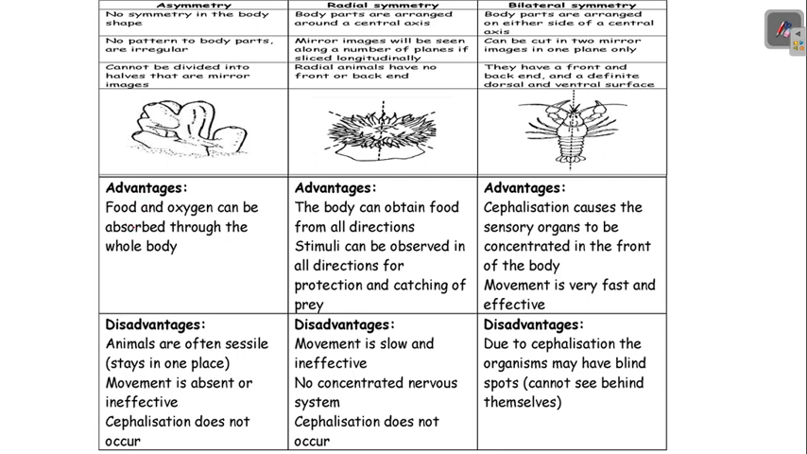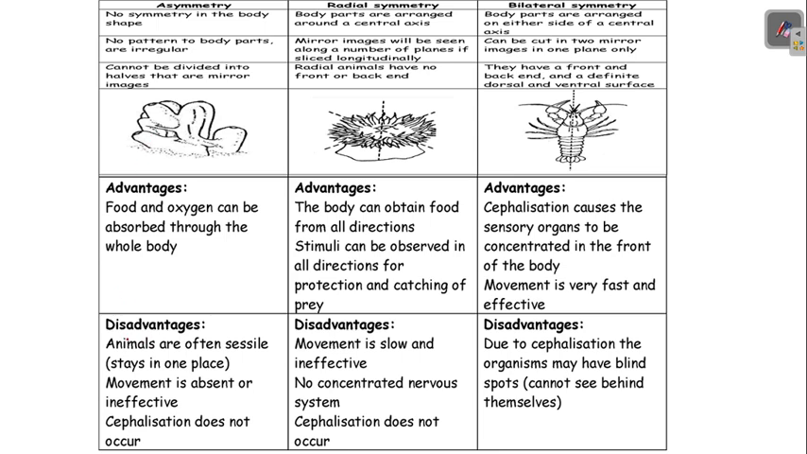Advantages: food and oxygen can be absorbed through the whole body. So they can exchange food and gases, do gaseous exchange, and feed, because almost every part of their body can absorb food and gases directly. They can exchange food and gases directly with their environment, right? Examples of these are your sponges. So sponges are very good at that.